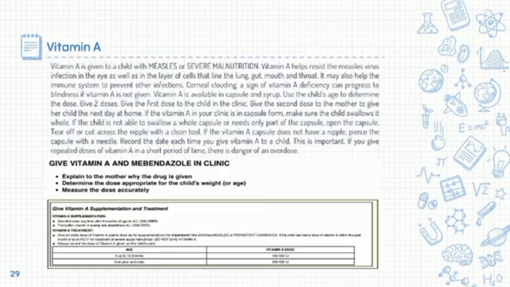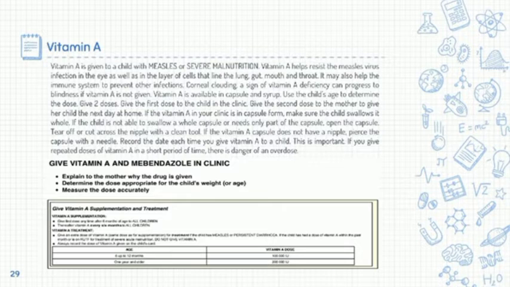So first, it is indicated here that you need to explain to the mother why the drug is given, determine the dose appropriate for the child's weight or age, and then measure the dose accurately. For vitamin A supplementation, first you have to give the first dose anytime after 6 months of age to all children. And then after that, vitamin A is given every 6 months to all children.